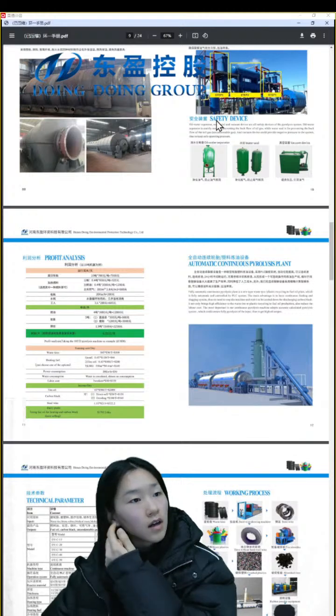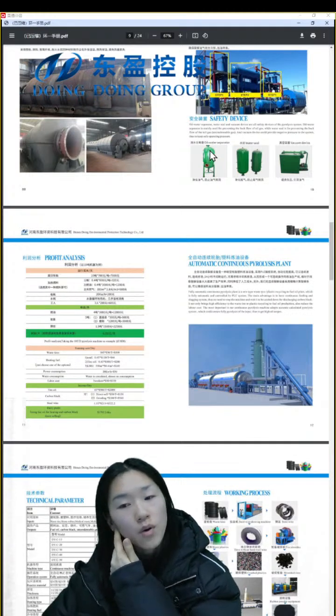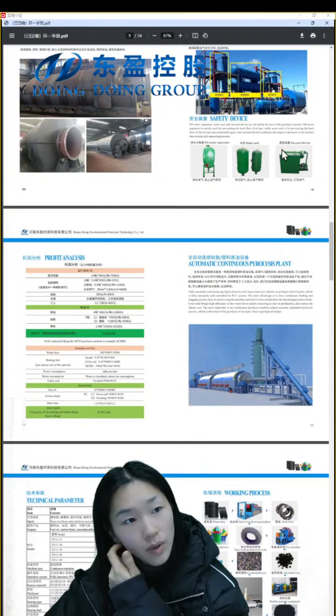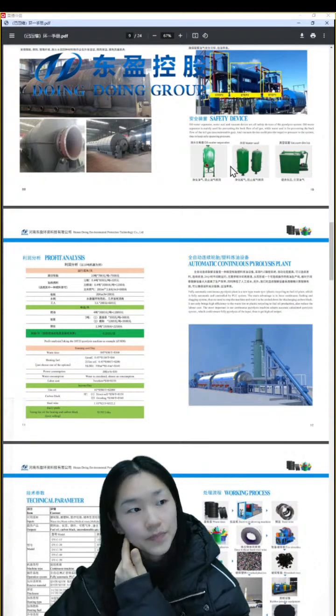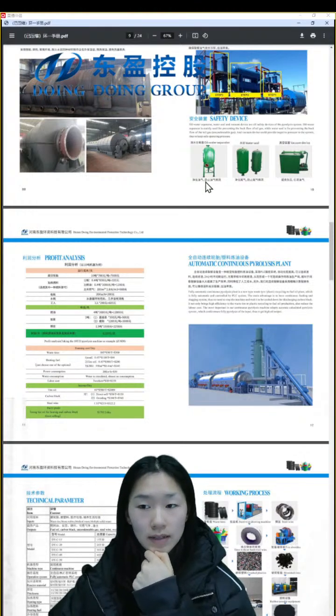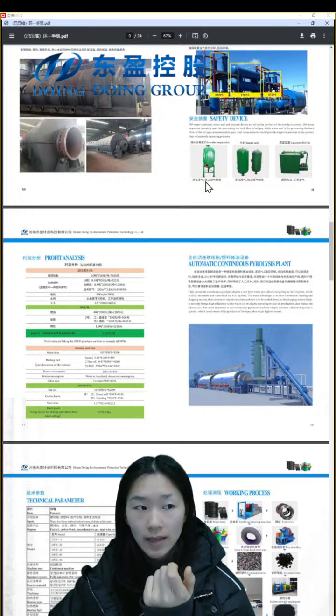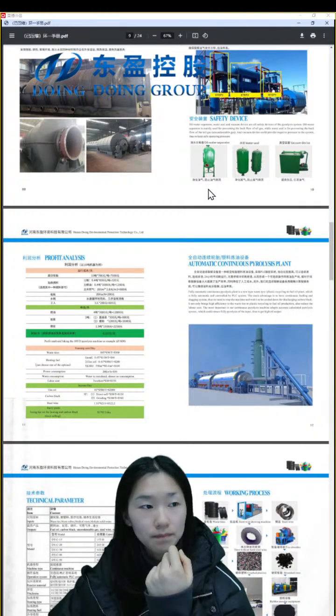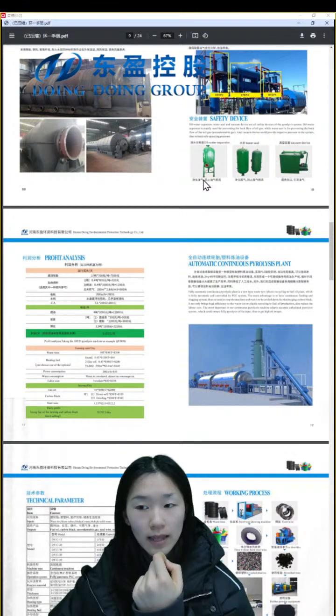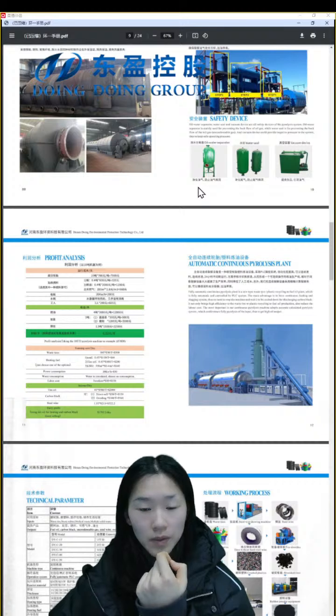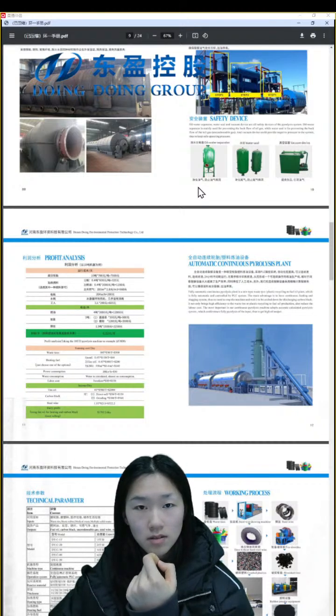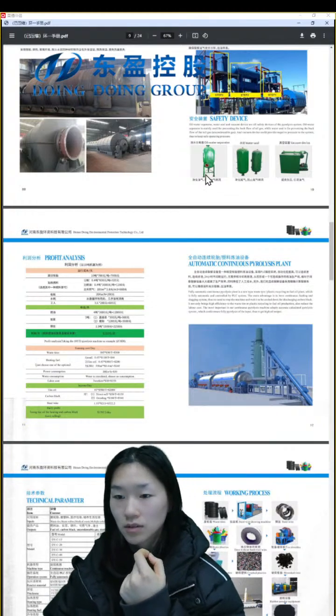This is our safety devices: oil water separator, water seal, and the vacuum device. The oil water separator can prevent the oil gas going back and clean up the oil gas to collect the carbon black within the oil gas. This way, the backwards condensers can't be blocked. It's a safety device. You can learn about it.